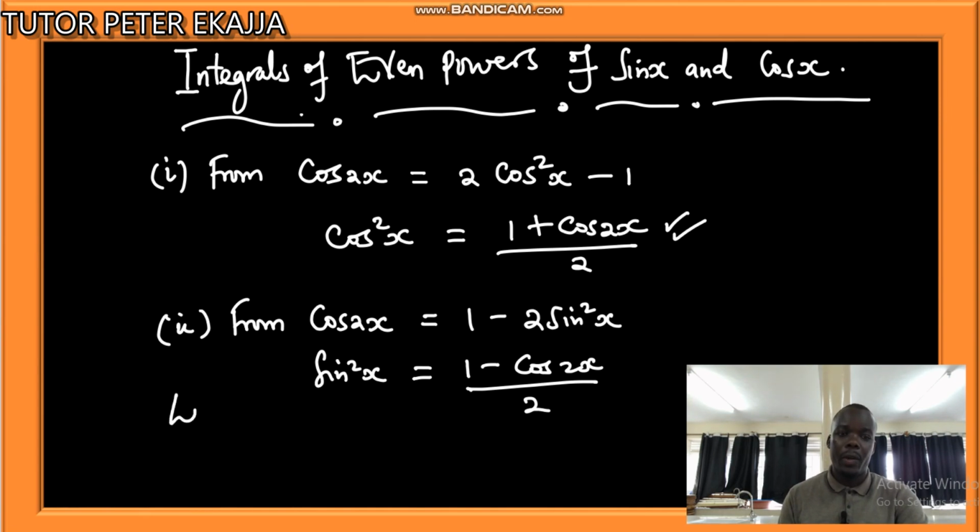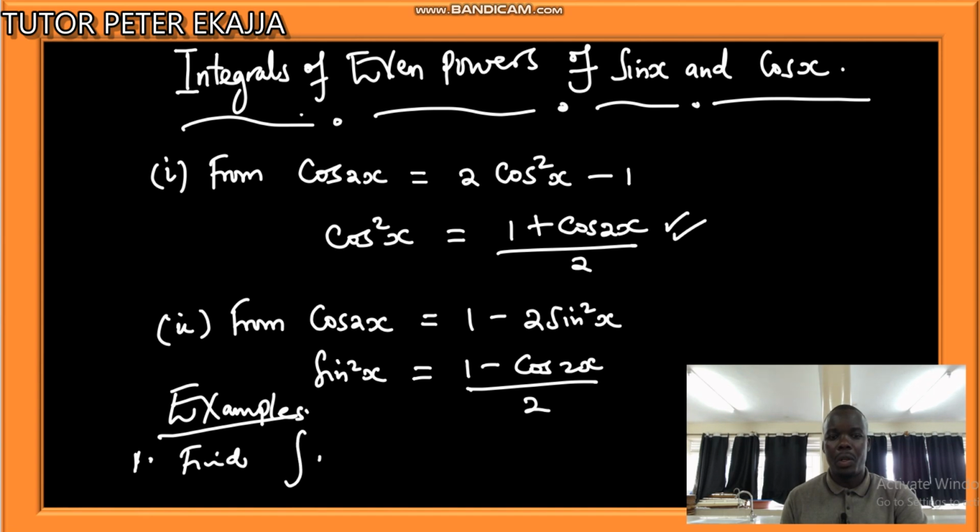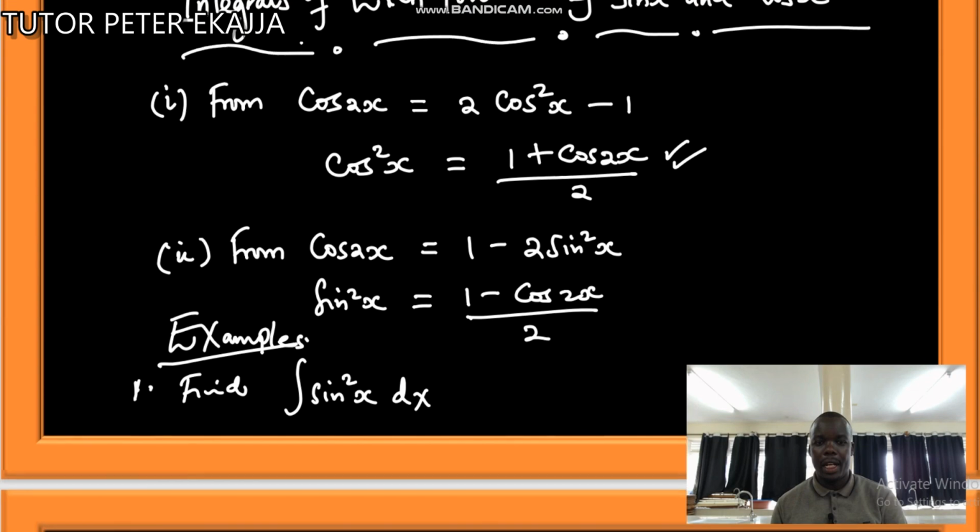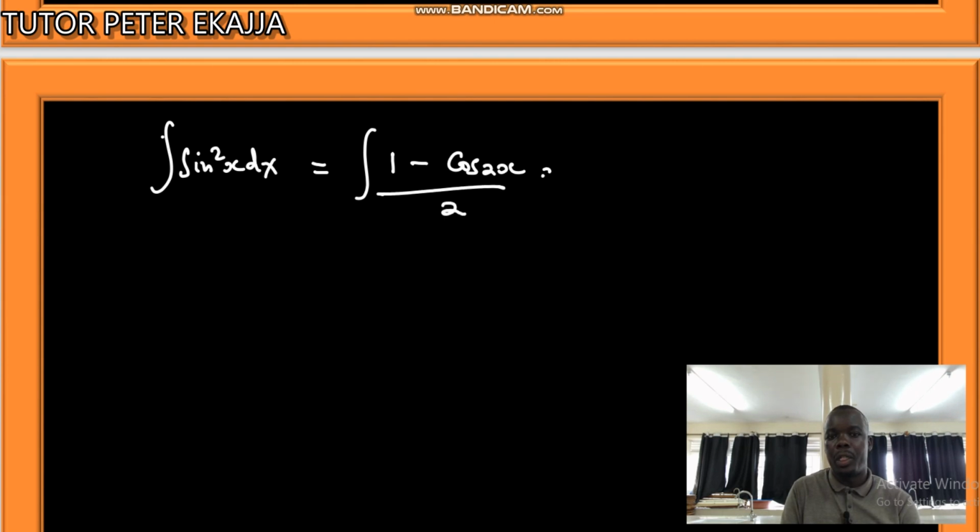Let's begin right away with a few examples that we shall quickly look at in this video. Example number one, we have a question saying find the integral of sine squared of x dx. Now, when you're given such an integral, it's obvious that the integral of sine squared of x dx is as good as integrating 1 minus cos of 2x divided by 2 with respect to x.